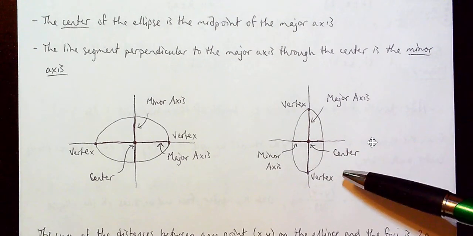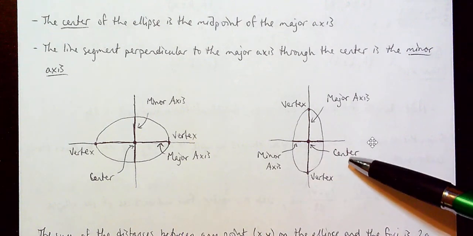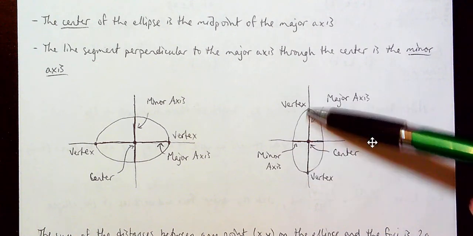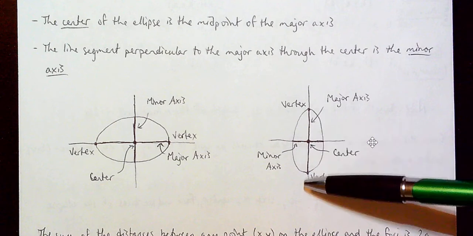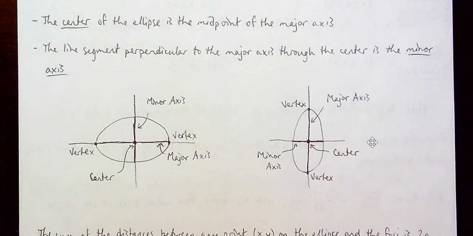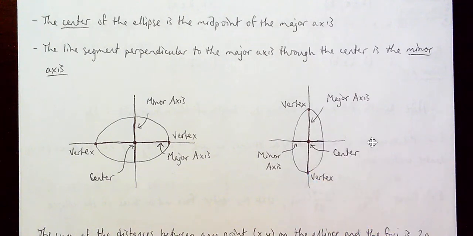At the right here, so this was at the left, at the right here, is where we have an ellipse where the major axis is vertical. Vertices on both ends of the line segment that is our major axis. Halfway between those vertices is the center, and then the other axis there is our minor axis.